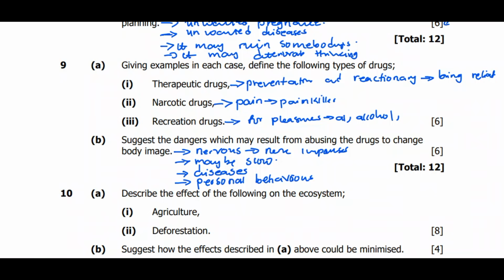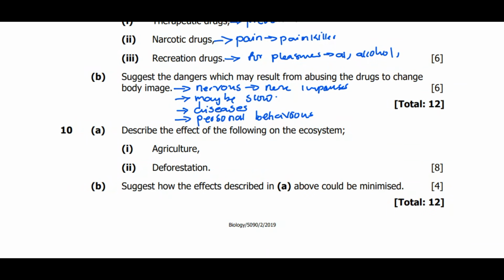Now we can move on to the last question. Describe the effect of the following on the ecosystem. The first one, agriculture. So what is the effect of agriculture on the ecosystem? Let's look at this one as the Chitemene system. And we know under the Chitemene system, there is the cutting down of trees. So how is that affecting the ecosystem?